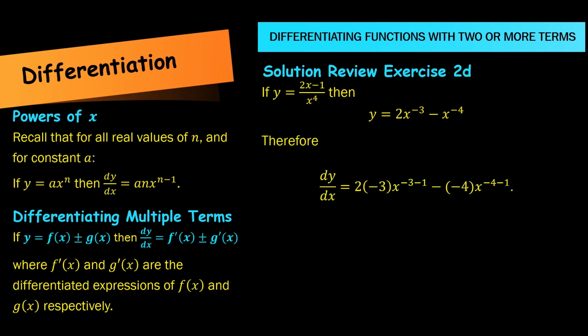So dy/dx becomes 2 times minus 3 times x to the power minus 3 minus 1. Here a is equal to 2 and n is equal to minus 3. Minus 4 times x to the power minus 4 minus 1. Here a is equal to minus 1 and n is equal to minus 4. So tidying up gives us minus 6x to the power minus 4 plus 4x to the power minus 5.